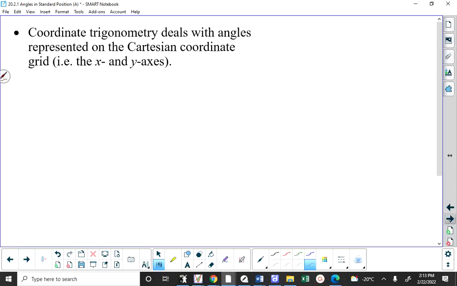So that's our objectives for today. We're dealing here in this unit with what's called coordinate trigonometry, as opposed to triangular trigonometry, where we're talking about triangles. We will also deal with triangular trigonometry later on in the unit. But coordinate trigonometry deals with angles drawn on the coordinate grid, the xy axes.